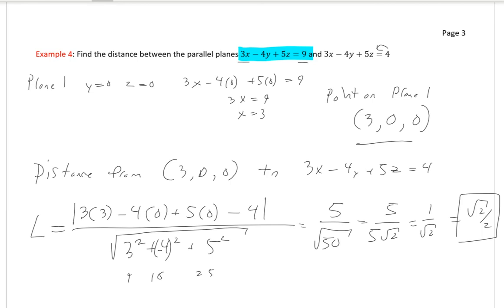Side note, we know that they're parallel even just looking at the normal vector for both of them. 3, -4, and 5. That's the normal vector. Or vector, not point. So since they both share that same normal vector, they both are parallel to each other.